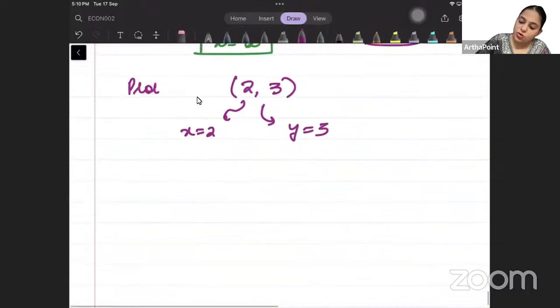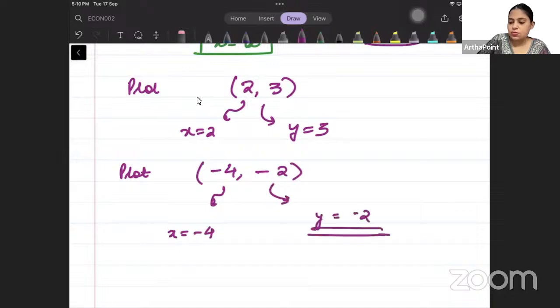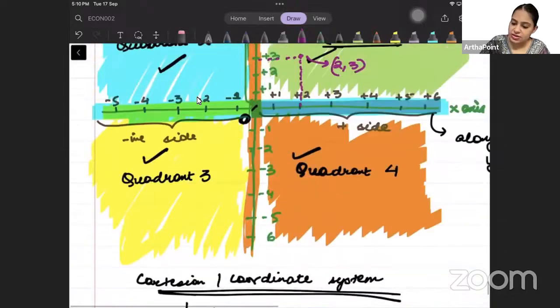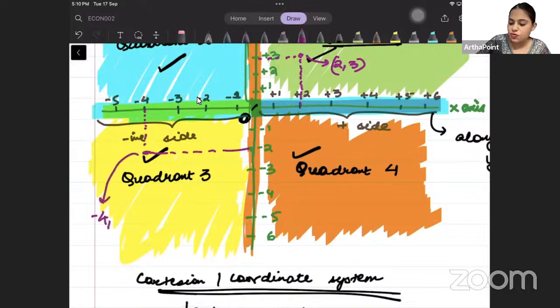Similarly, if someone says, okay, plot -4 comma -2, so x is -4 and y is -2. ठीक है. So x is -4, y is -2, and this point will be -4 comma -2.